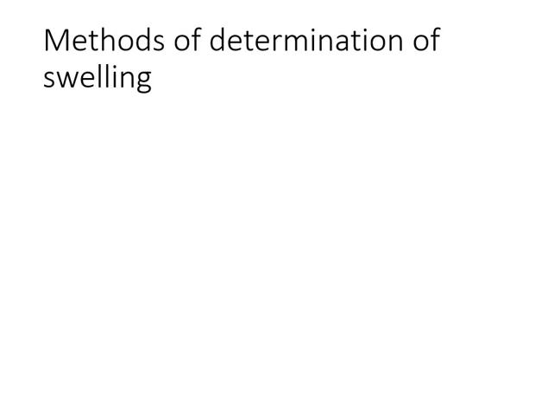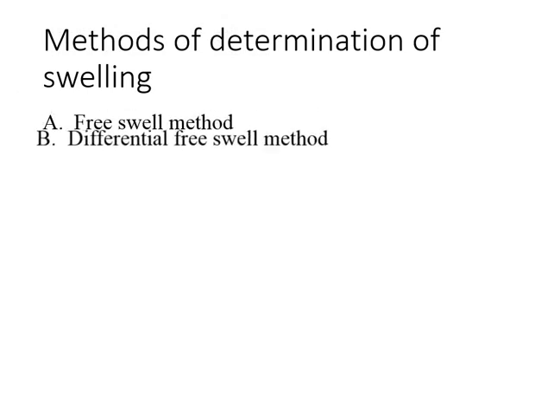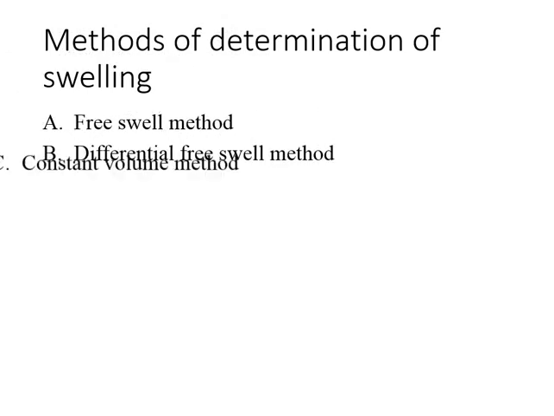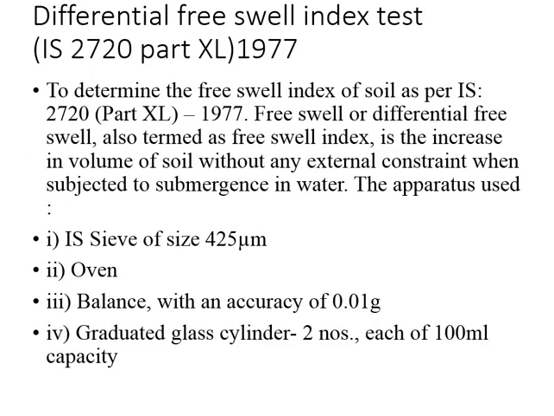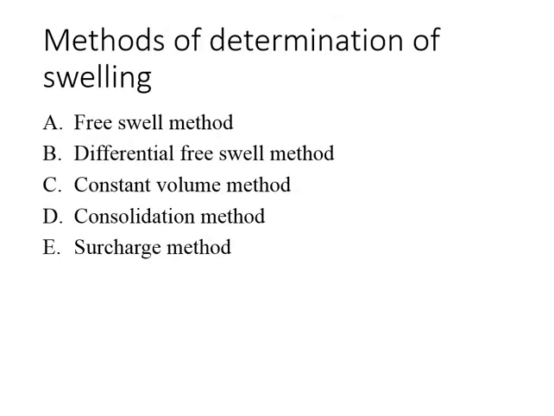The next topic we are going to discuss is the methods of determination of swelling of soil. First method, the free swell method. Then second one, differential free swell method. Third one, constant volume method. The next one, consolidation method. Next one, surcharge method. All these methods are used to calculate the percentage of swelling of soil.